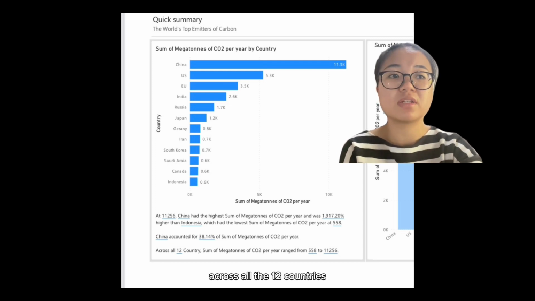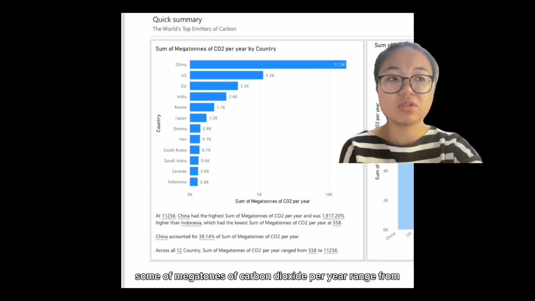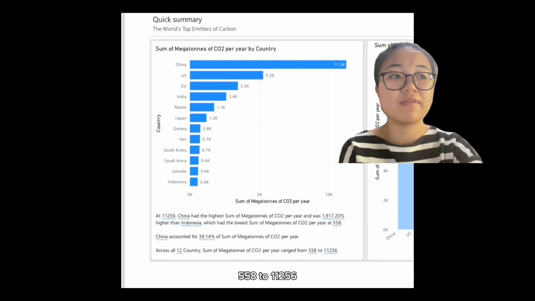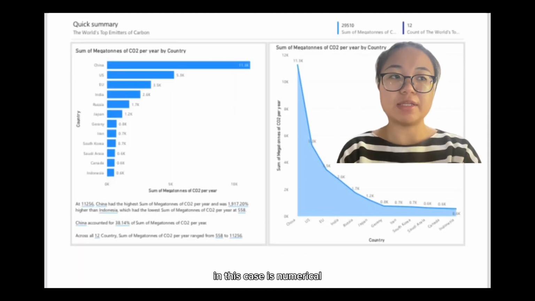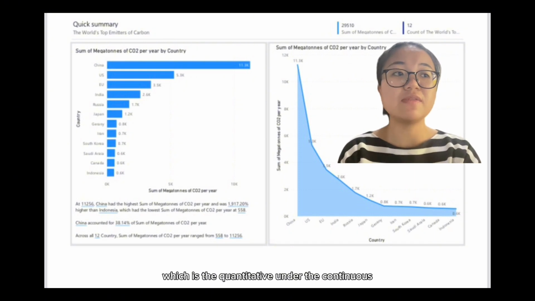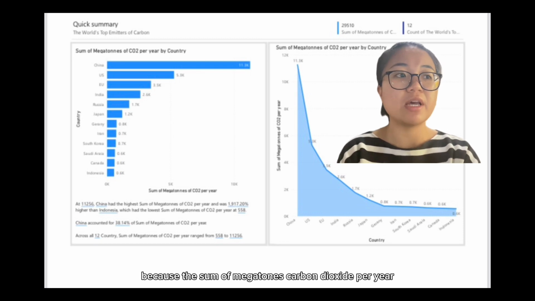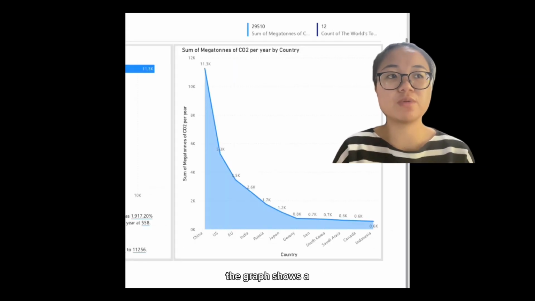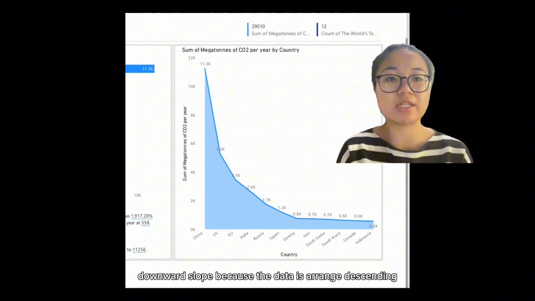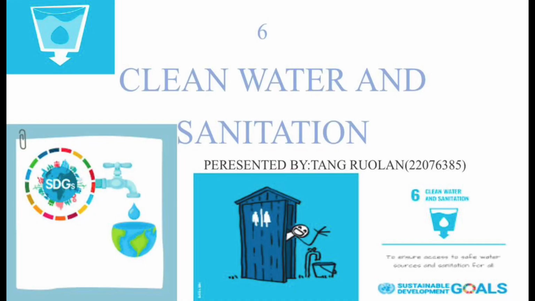Across all the 12 countries, the sum of megatons of carbon dioxide per year ranges from 558 to 11256. The type of variable applied in this case is numerical, which is quantitative, under continuous because the sum of megatons of carbon dioxide per year is a measured characteristic. Next, in the area chart, the graph shows a downward slope because the data is in descending order.